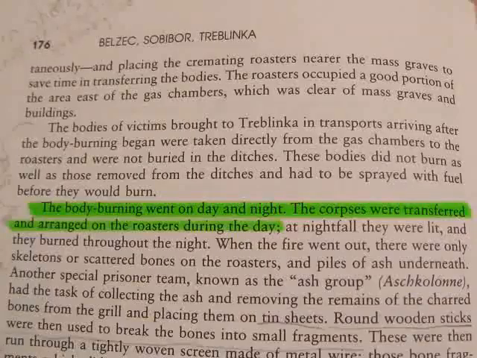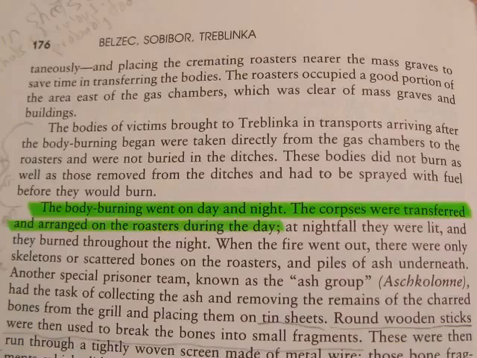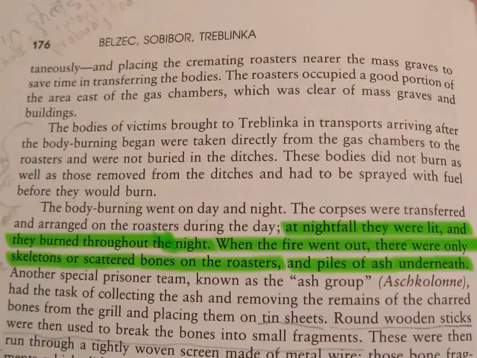Look at how easy it is according to the story. The body burning went on day and night. The corpses were transferred and arranged on the roasters during the day. At nightfall they were lit, and they burned throughout the night. When the fire went out, there were only skeletons or scattered bones on the roasters, and piles of ash underneath.